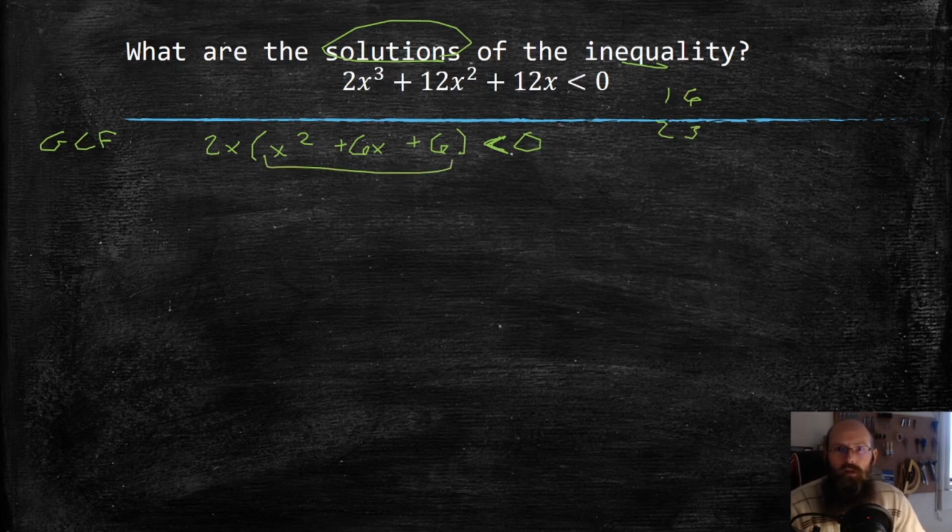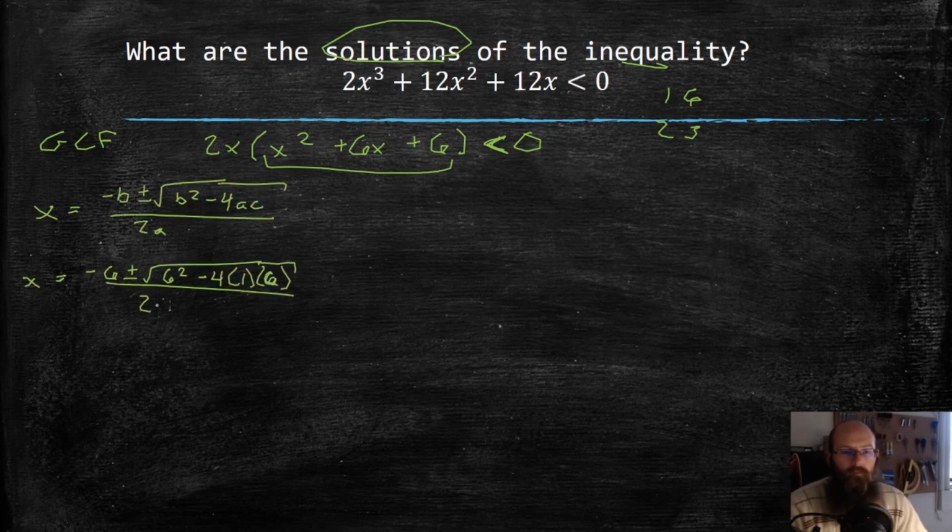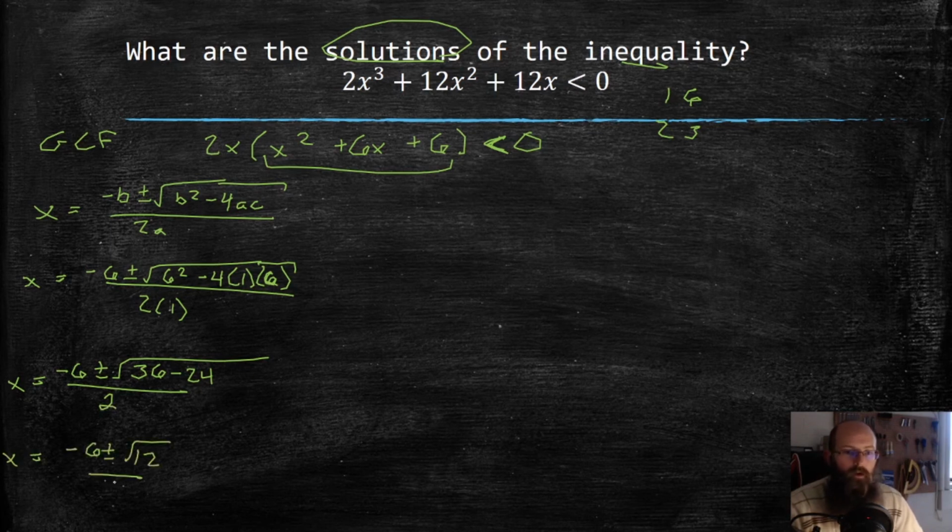We're going to ignore the inequality for right now. I just know all of this needs to be less than 0, but I need to first find my zeros. Let's write down the quadratic formula and then plug stuff in. All right, so now it's all plugged in. I need to simplify. So I have -6 plus or minus the square root of 36 minus 24, over 2. That keeps simplifying, right? -6 plus or minus square root of 12 over 2.